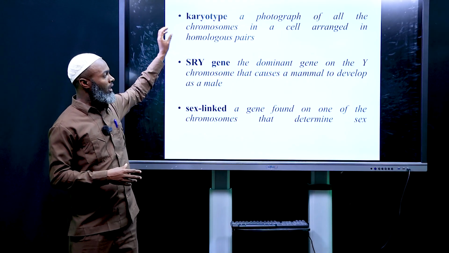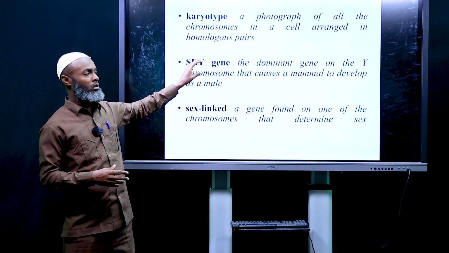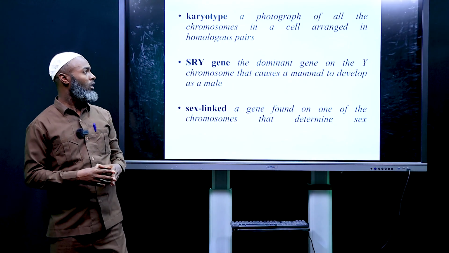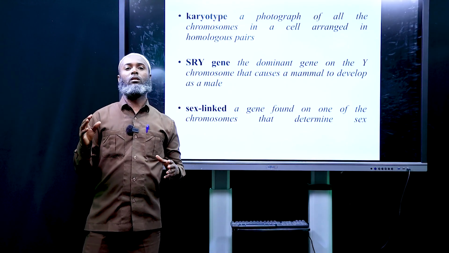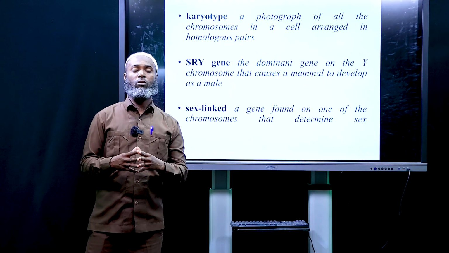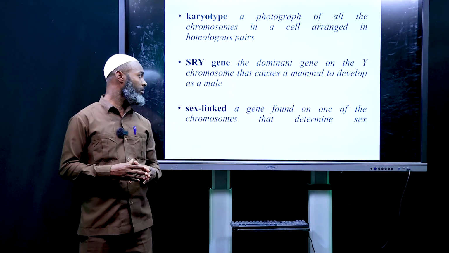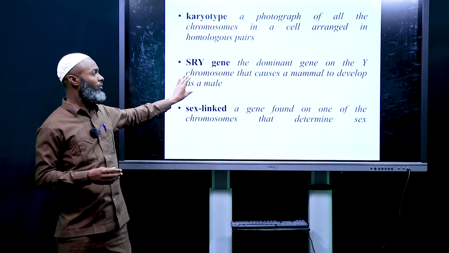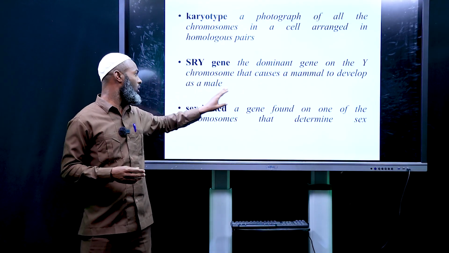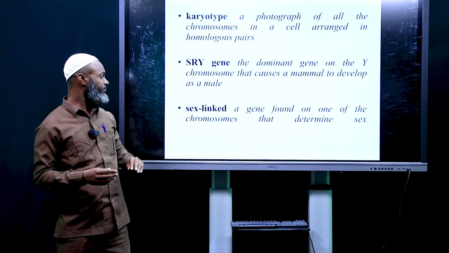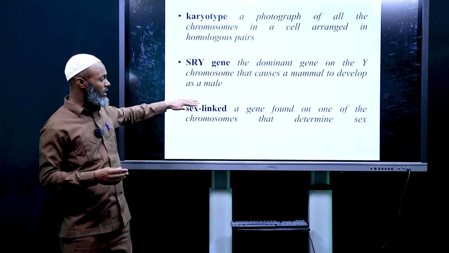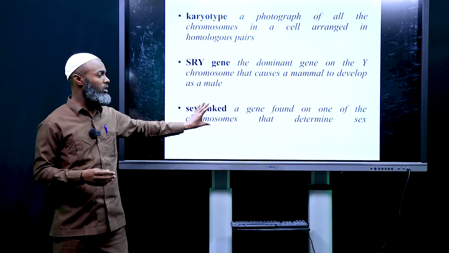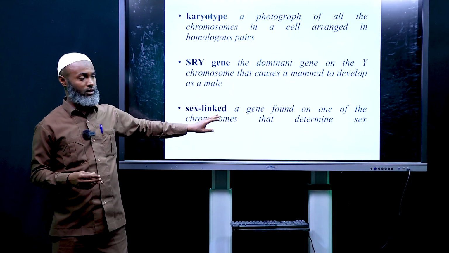The SRY gene is the dominant gene on the Y chromosome. You know that there are two types of sex chromosome, X chromosome and Y chromosome, and this gene is dominant on the Y chromosome and causes a mammal to develop as a male. The other term is sex-linked genes, which are found on the chromosomes that determine sex.